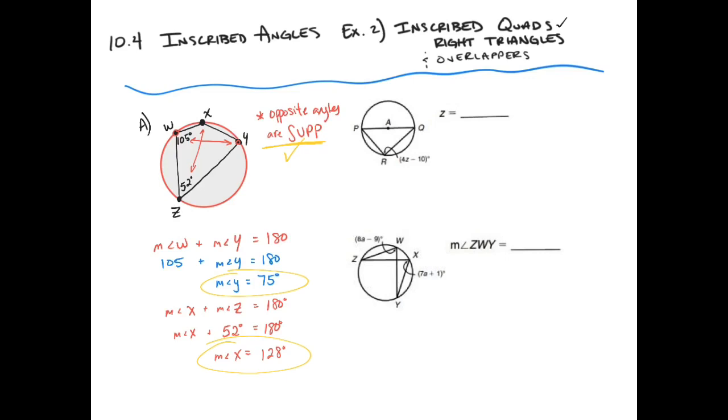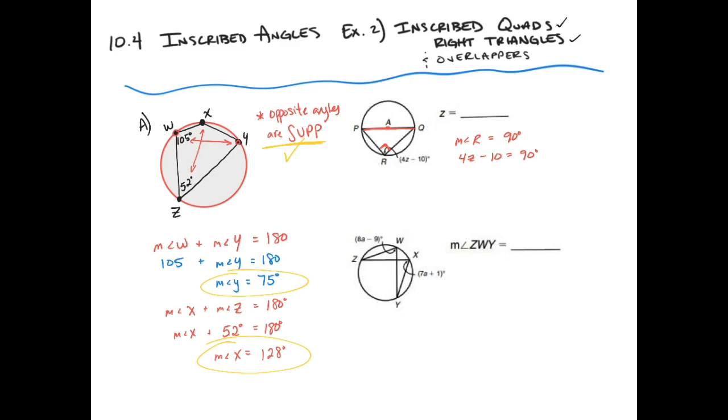Up next are the right triangles. In a right triangle, we learned that if you use the diameter to inscribe a triangle, then that diameter is going to be the hypotenuse of that triangle, and it's going to be a right triangle. So if PQ is the hypotenuse, that means angle R is going to be a 90-degree angle. We're going to use that property. Since angle R is 90 degrees, and they say that R is 4Z minus 10, we can set up a little equation and figure out what Z is.